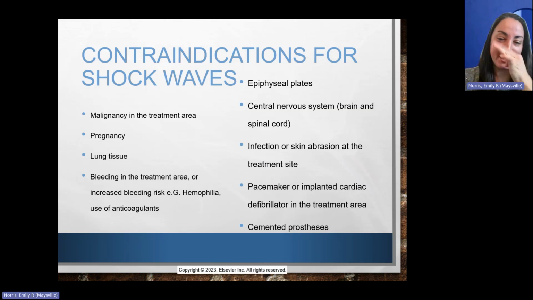I'm allergic to this. If there's cement that's holding a prosthesis or anything together, you don't want to do it over that area either.